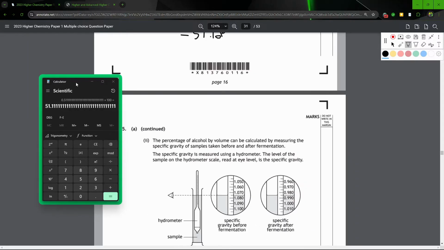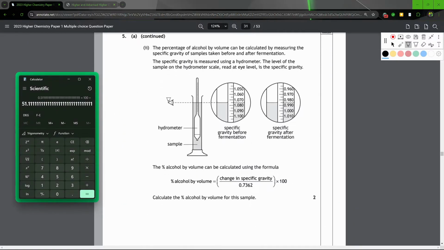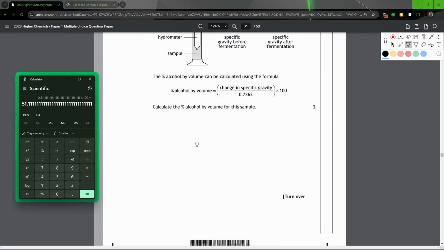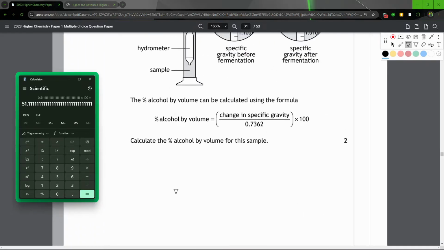Moving on to 5A2. The percentage of alcohol by volume can be calculated by measuring the specific gravity of samples taken before and after fermentation. Specific gravity is measured using a hydrometer. The level of the sample on the hydrometer scale, read at eye level, is the specific gravity. Percentage of alcohol by volume can be calculated using this formula. So all we need to do is plug our numbers in here.